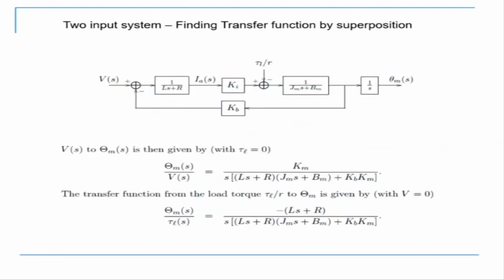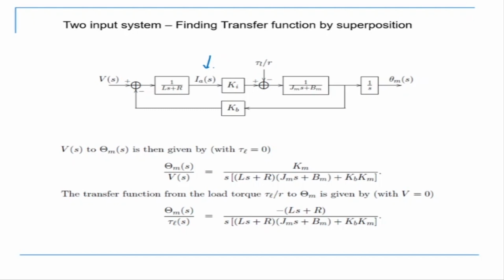Now let's draw the control system of this, and what would it look like? Let me go back and explain how do we get this. So here, let's look at this. What we are getting is Ia is the armature current. Okay, so this is my input Vs. Vs is getting multiplied by 1 by Ls plus R, which is giving us Ias.